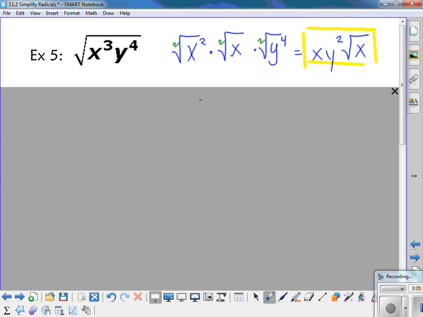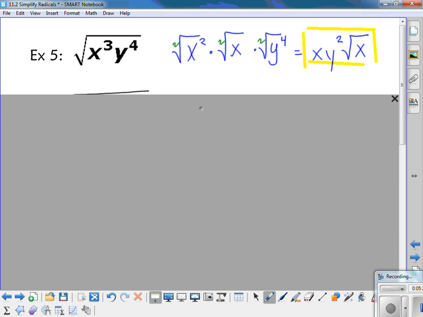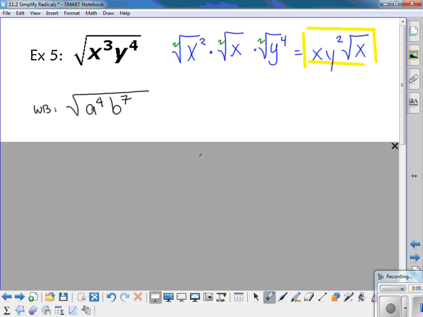All right, so we're going to do a few problems on your whiteboards. So here is your first one. You can rewrite it, right, as a to the fourth times b to the sixth times b, so that we have even numbers, right? So what's the square root of a to the fourth? A squared. Do I have the radical anymore once I take the square root? No, I've done that operation. It goes away, and I just write the a squared.